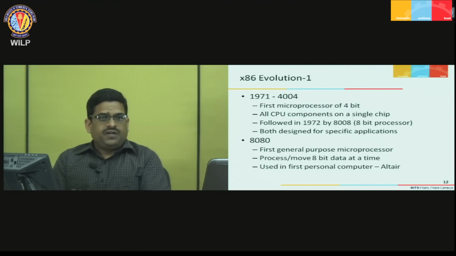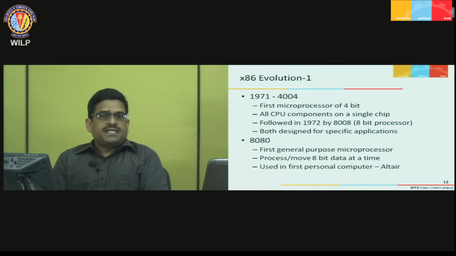Microprocessor means all the components and all the functionality of the computer, the central processing unit (CPU), can be put in a single chip. That is called a microprocessor. The first microprocessor was developed in 1971 by Intel, and it was a 4-bit microprocessor. It can process 4 bits at a time: transfer 4 bits, read 4 bits, do the processing on the 4 bits, and store the result.